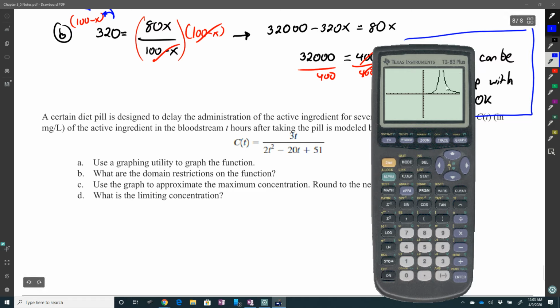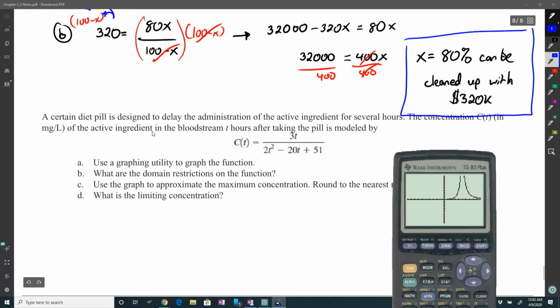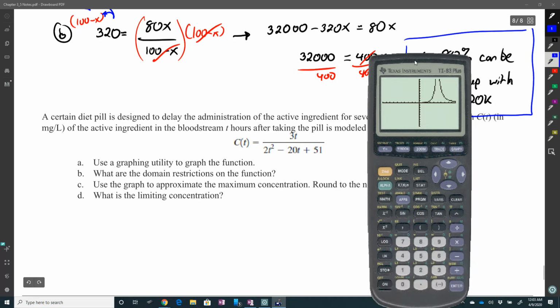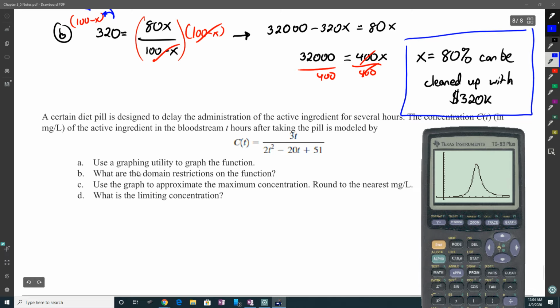whoop, notice that there's a little blip. So I'm going to kind of zoom in on the blip. I don't care about the left side, because remember, t is time, for t hours after taking the pill. So I'm not interested in negative. So my window for the negative, so I can see the axis, I'm going to put -1 to 10. And for y, I don't care about that, so that's going to be -1. Let's make this 20 and see what happens. There we go. So here we have our function, right? So we did part A.